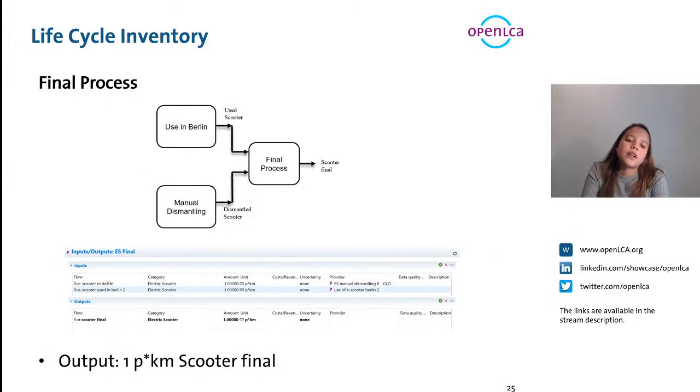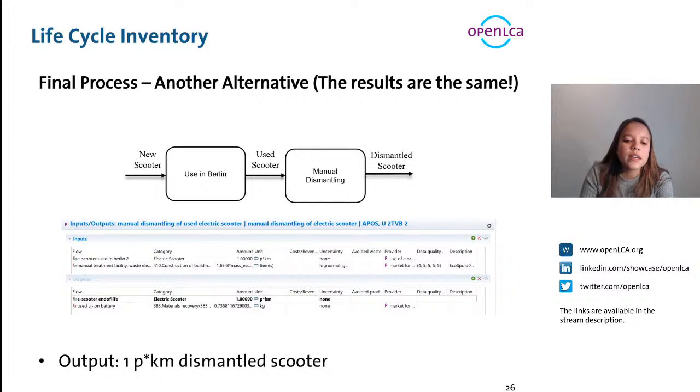Finally, our last part is the final process that connects the use and the manual dismantling. Here, as you can see, we only considered as input in the final process 1 ppm, because, as I mentioned in the beginning, this is our functional unit. But if you prefer to model in a different way, it's also possible. For instance, if you use the material flow logic, you would consider the manual dismantling after the use in Berlin, and you don't have that final process connecting. Here I put a picture of how you would do this in openLCA, and the results are the same. So you can do it the way that you prefer, but usually we do it the other way just to highlight our reference process.